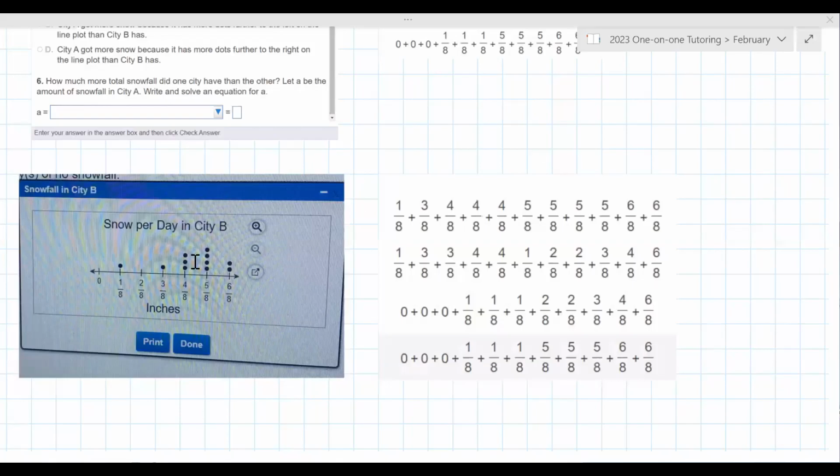Okay. So we're looking at city B now, and we want to add up all the values. So do you see that the 1/8 is the first value? Yes. So we're looking for the one that has 1/8 in it. So see how both of them, we'll call them A and B, have a 1/8 in it.